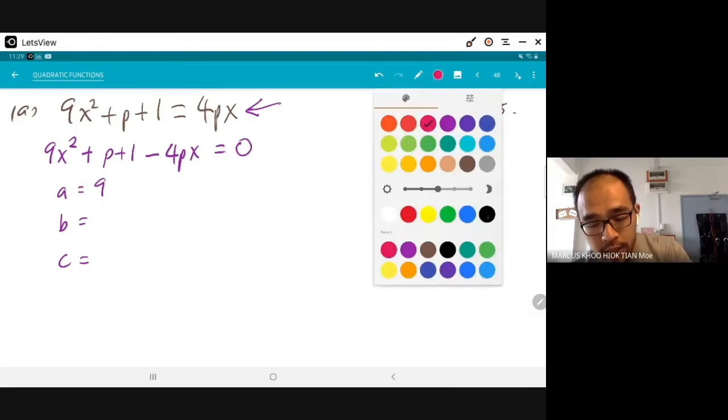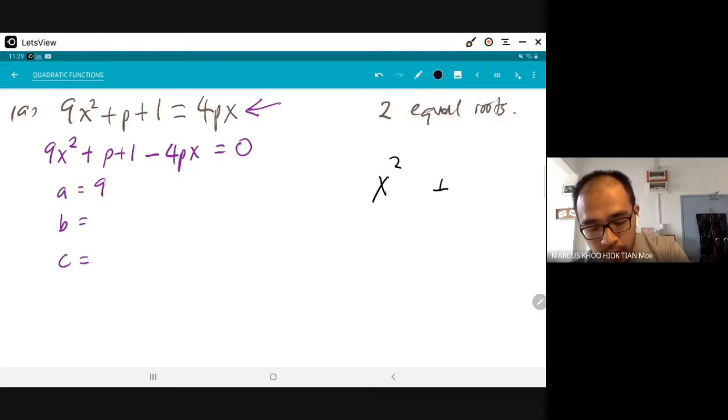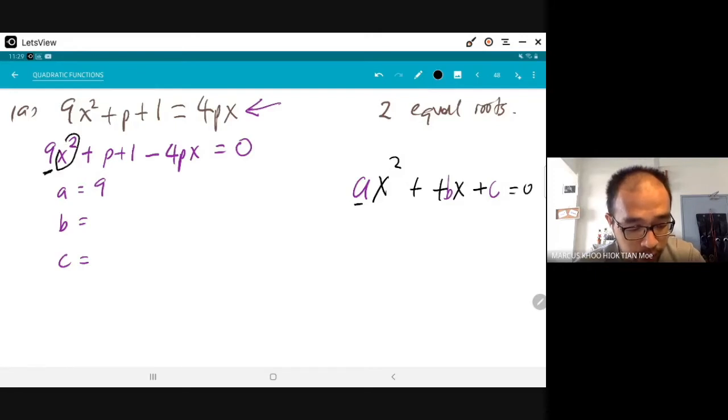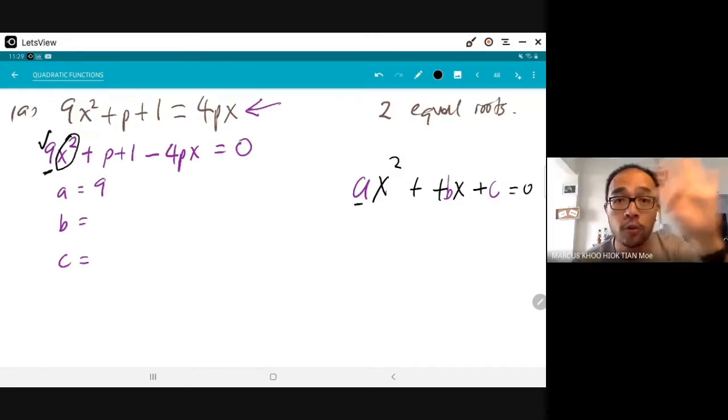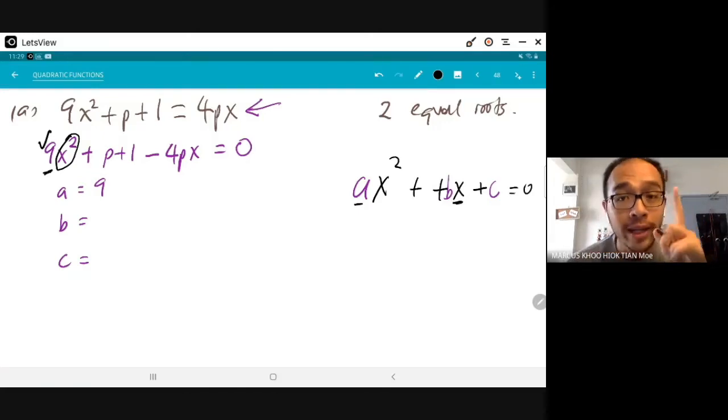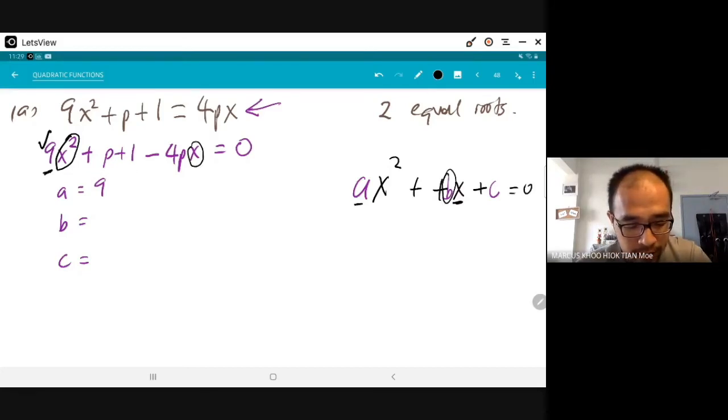Remember what I wrote just now, plus equals to 0. Remember that whatever is with the x squared is A. So take a look at this. This is with the x squared, right? So the A is 9. Whatever is with the x only is the B. So if you take a look at this, the one that is with the x is minus 4p.